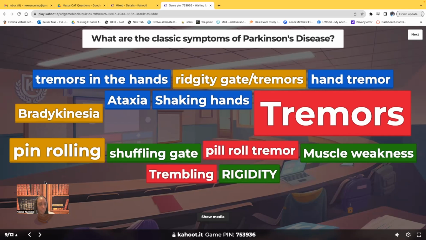Something else that's very important that you guys need to know when it comes to Parkinson's disease, the neurotransmitter that is lacking or deficient or low in Parkinson's disease is what? What do you guys think? Tell me in the live. What's the neurotransmitter that's low in Parkinson's disease? That's right, dopamine. Dopamine. Very good.